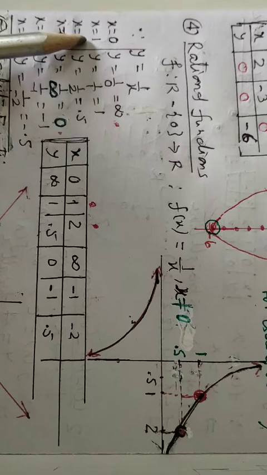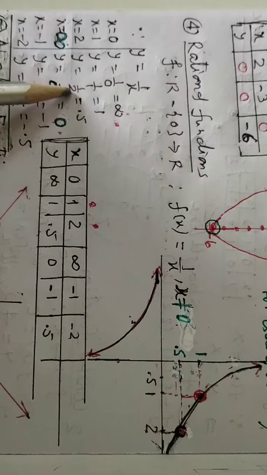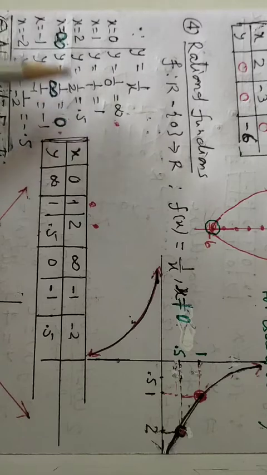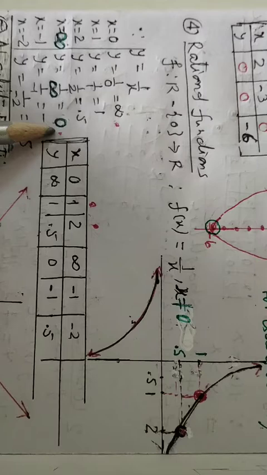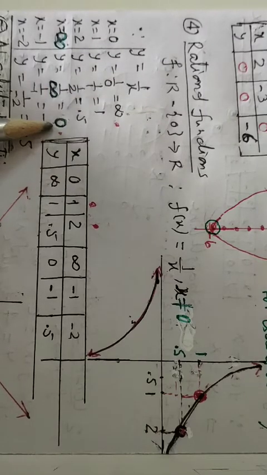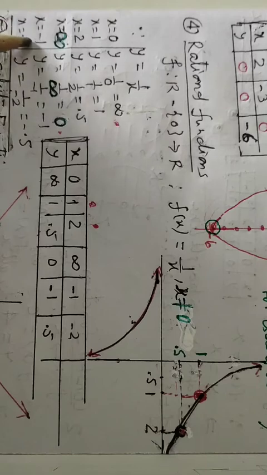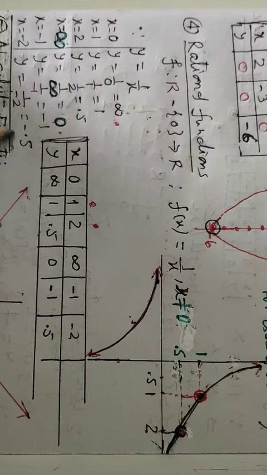If x is equal to 1, y is also 1, 1 by 1. If x is equal to 2, y is equal to 1 by 2, that is 0.5. And if x is equal to infinity, 1 by infinity is 0. 1 by 0 is infinity, 1 by infinity is 0, remember it. Likewise, if x is equal to -1, 1 by -1 is -1. If x is equal to -2, 1 by -2 is equal to -0.5.